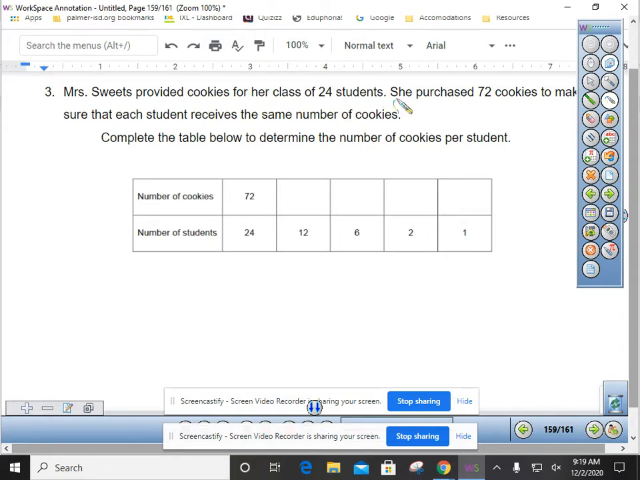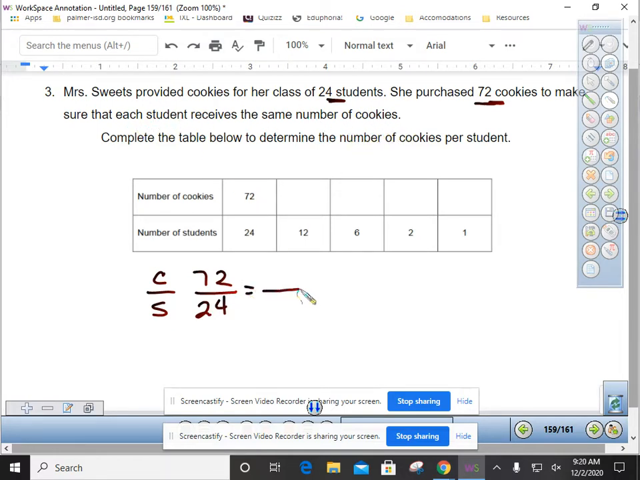So how many people does she have? 24 students. How many cookies? 72. So if you wrote a proportion, you would do cookies over students. And 72 cookies for how many students? 24. And it wants to know each student, which means per student, which means where does a 1 go? There you go.